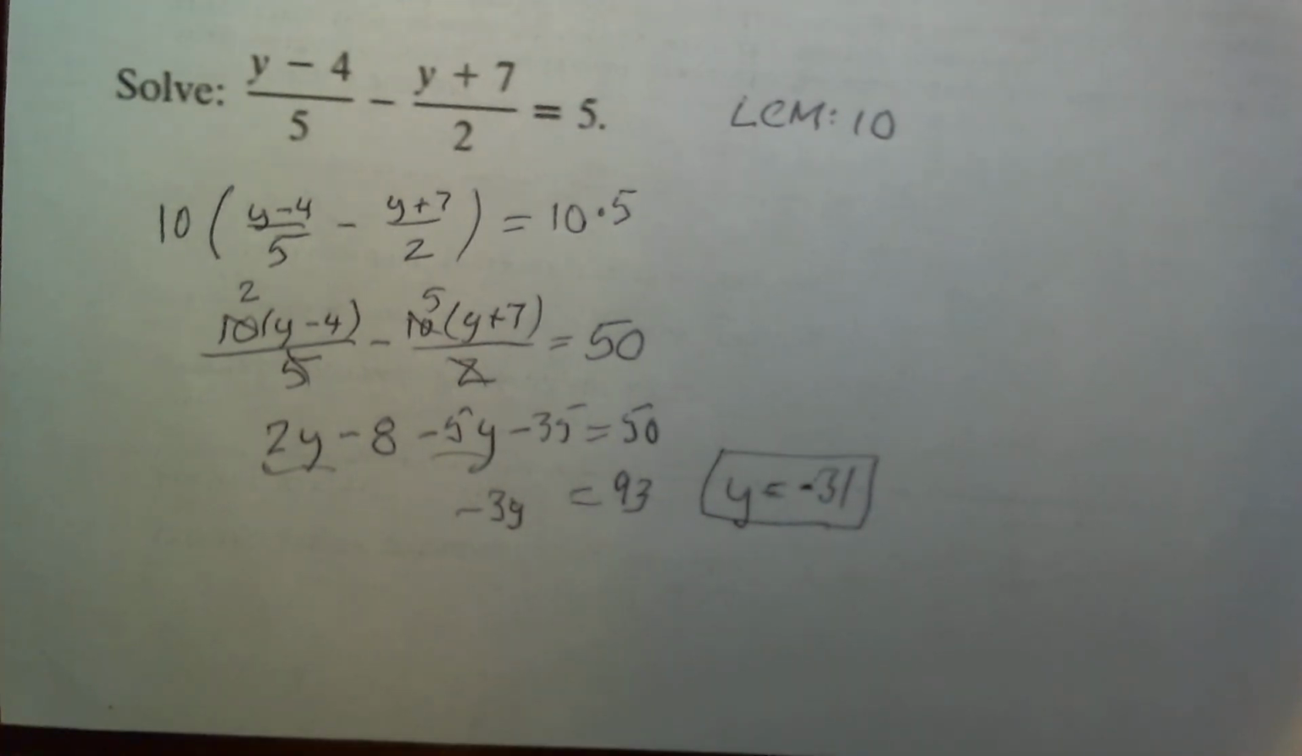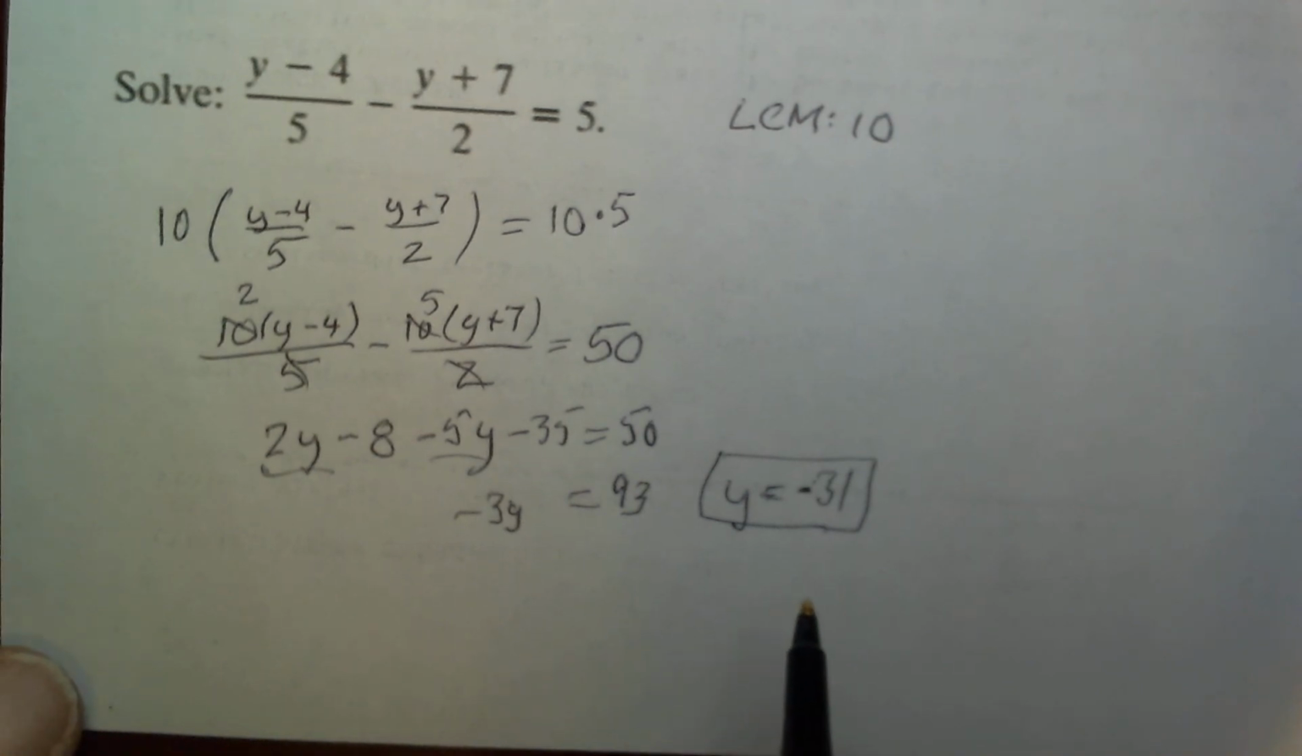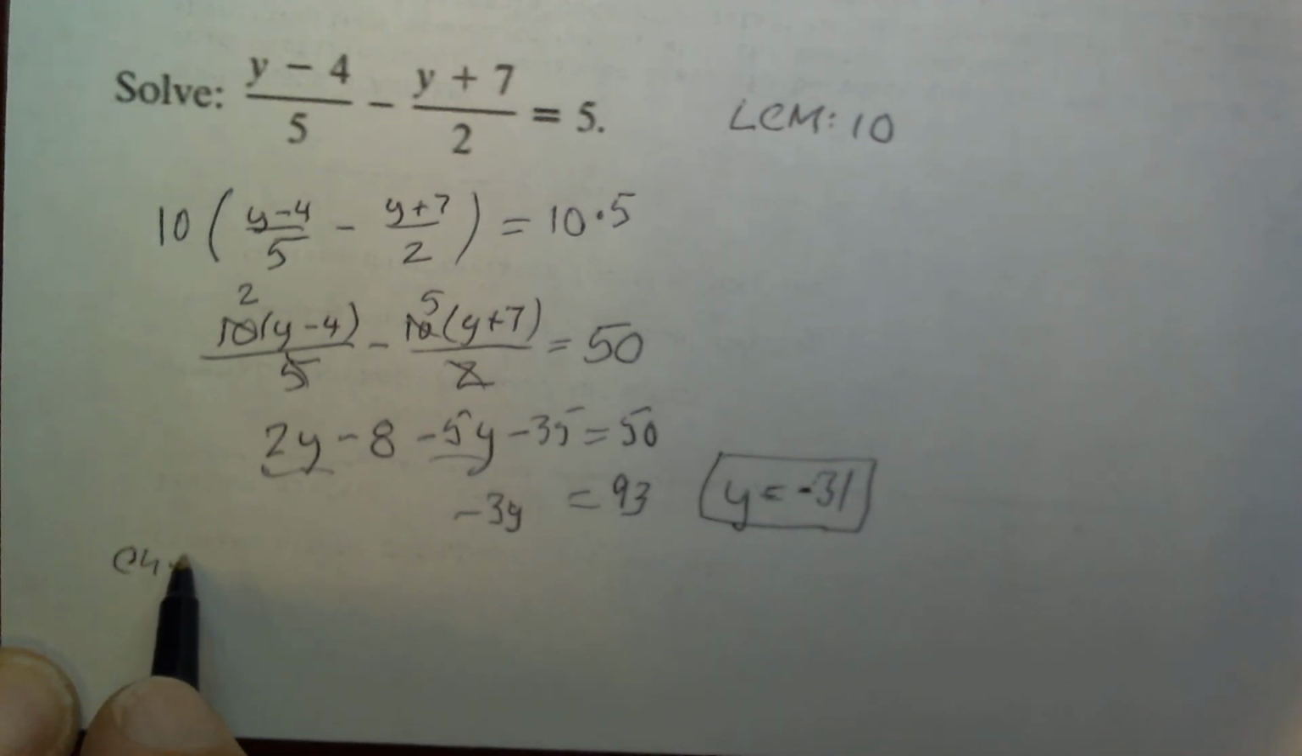When solving rational equations, it's always a good idea to check your answer. I would do it in this case. In the future, I leave it up to you. But when we replace y with minus 31, we get the following. Check.